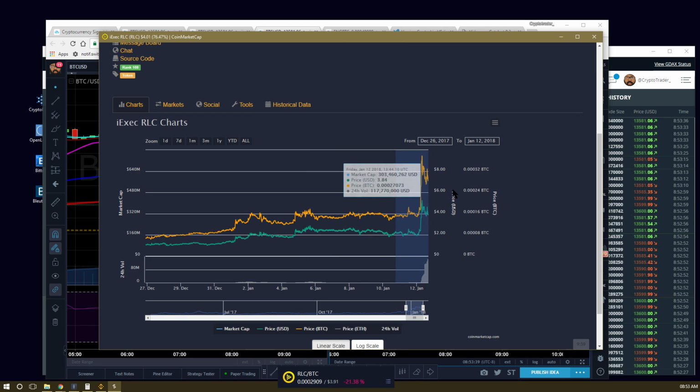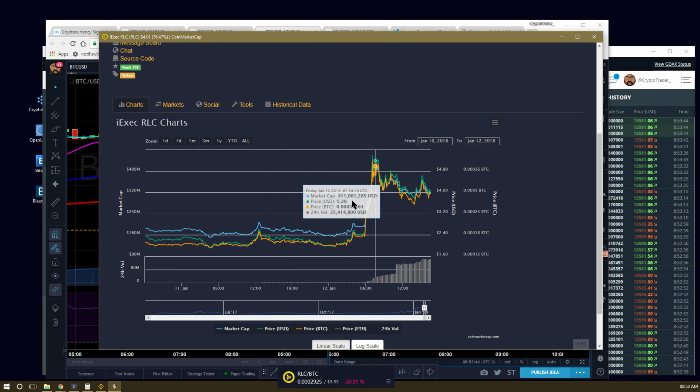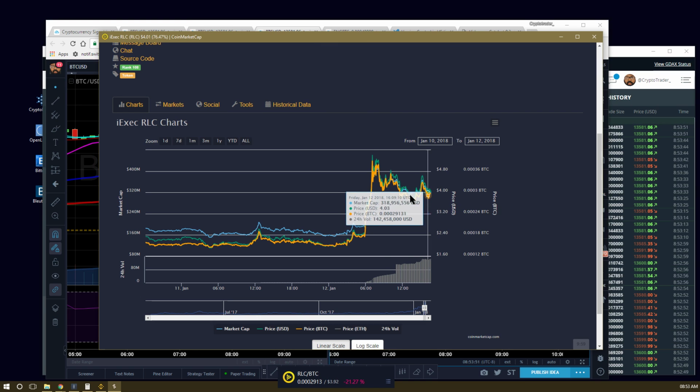It's going up. Let's see if we can get another picture of how this price looks. It looks like this. Could you buy it at $3.75? Would you? How many coins would you get?